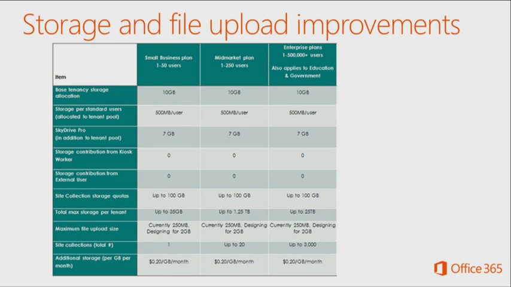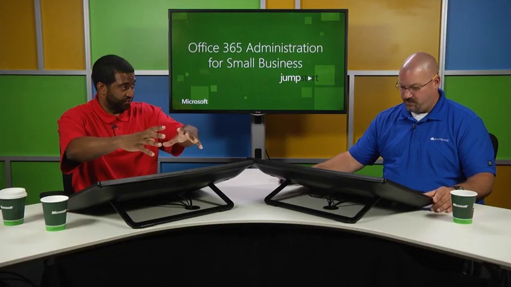So small business plan, 1 to 50 users, 10 gig for your base storage allocation. And that's storage total for your shared SharePoint site itself, for your collection. Yep. Because there's also some other stuff. There is. 500 megabytes per user adds to that. So if you have 10 users, you get another 5 gigabytes of storage.